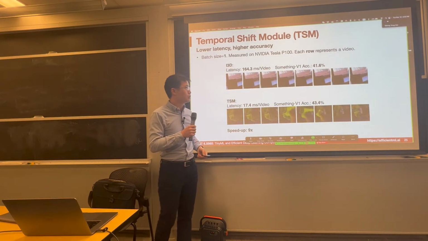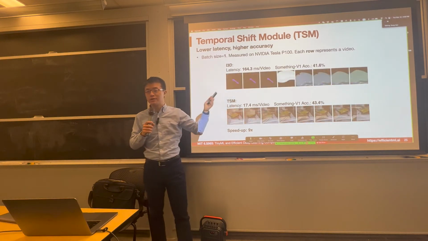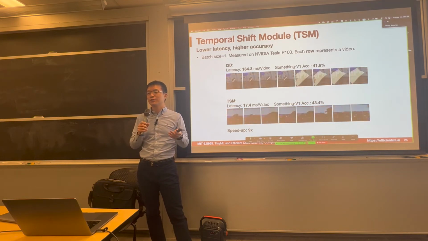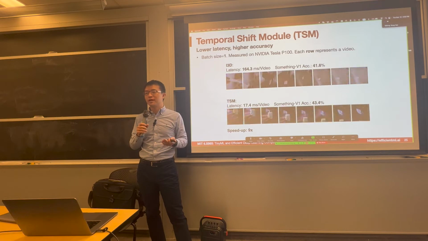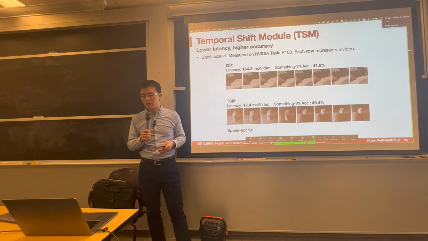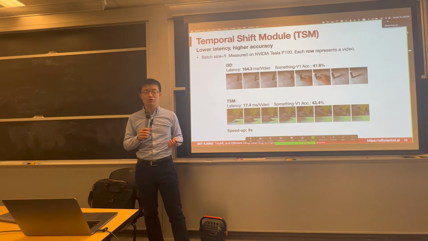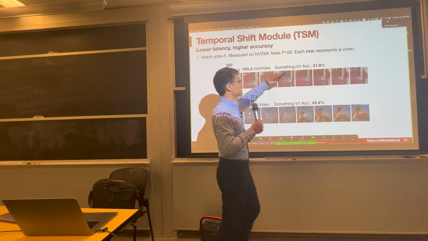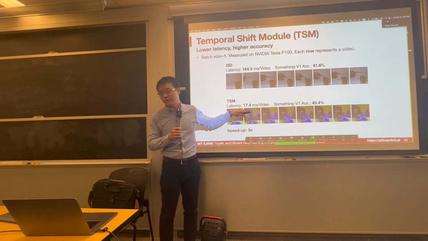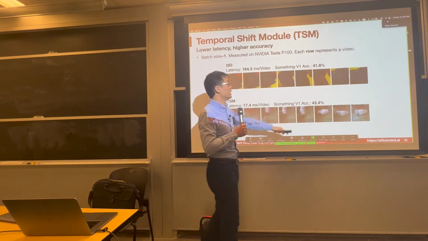So this is showing the speed. The I3D method, like we mentioned, uses the inflation method that inflates a 2D ConvNet pretrained on ImageNet along the temporal dimension, and then we can do 3D convolution. Each video requires 164 milliseconds to process, and the accuracy is about 41.6%. But using TSM, it's much faster. 17.4 milliseconds per video, and the accuracy is even higher.